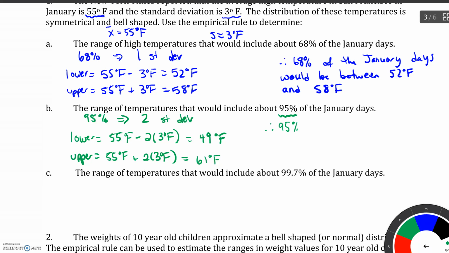Therefore, 95% of the days would be between 49 degrees Fahrenheit and 61 degrees Fahrenheit. The third part, Part C of this question, asks for the range of temperatures that would include 99.7% of the January days.